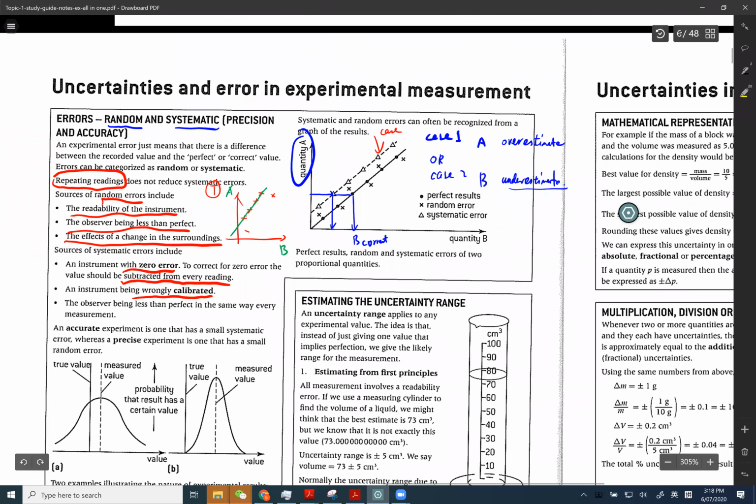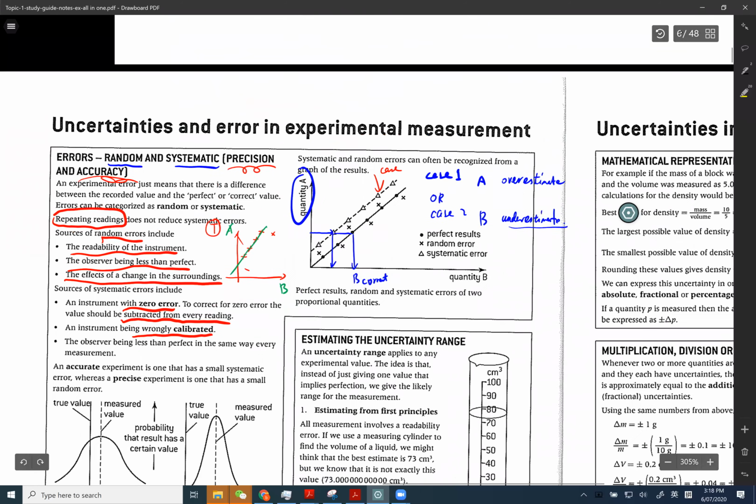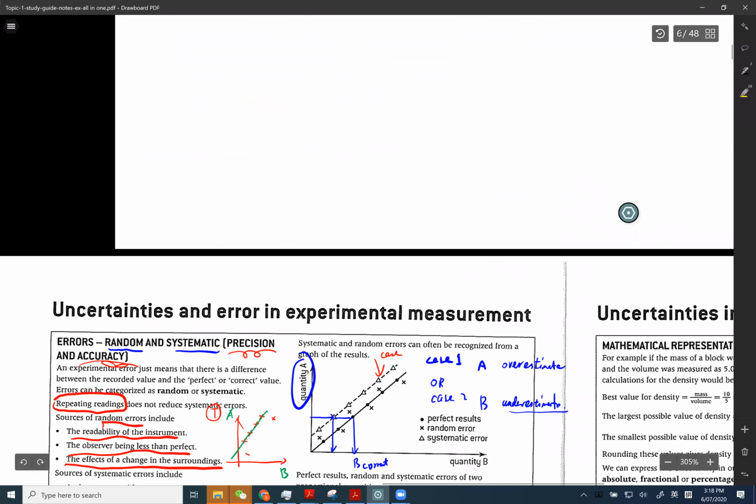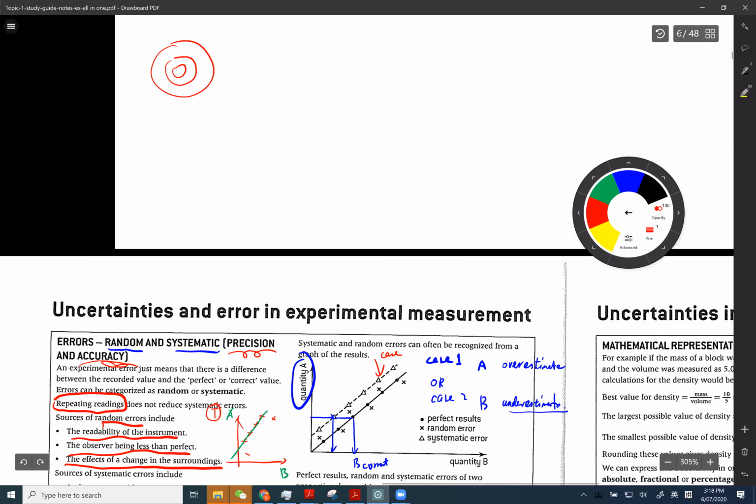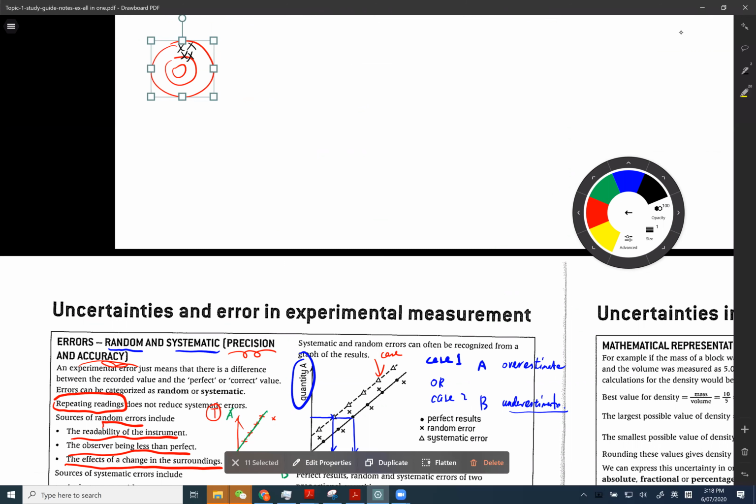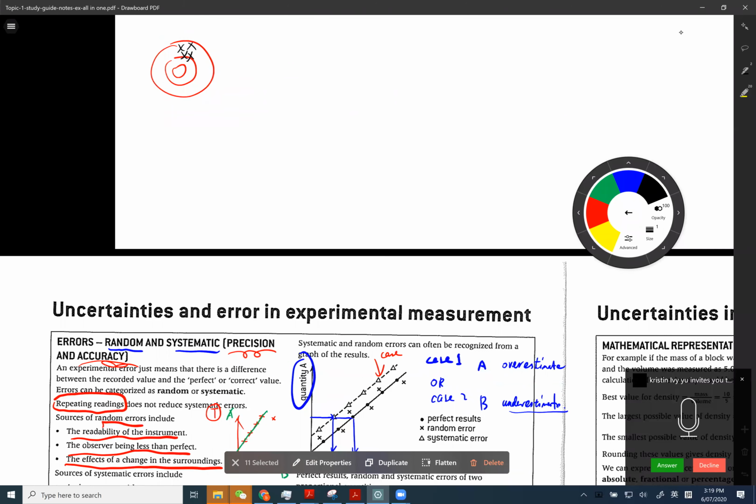Accuracy and precision. Accuracy, precision. Some IB book use this idea. Normally, I don't use this. Like here. Remember this case? Some IB book use this one. Normally, I don't use this.